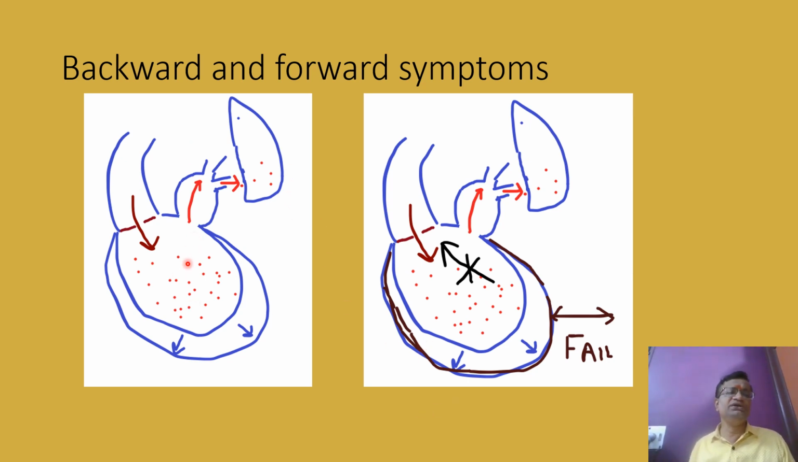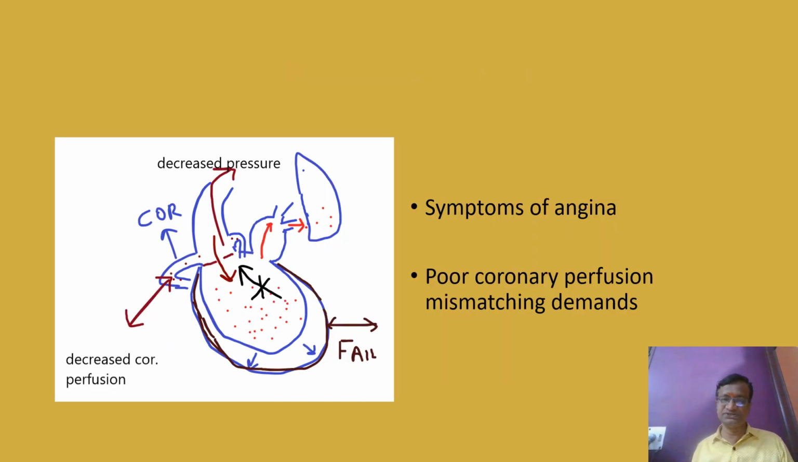Now, if you go on, see now here, backward symptoms are going on, the pulmonary congestion is there. If it goes beyond that, the LV fails and the forward output is decreased. That is in severe LV dysfunction. They may have forward symptoms.